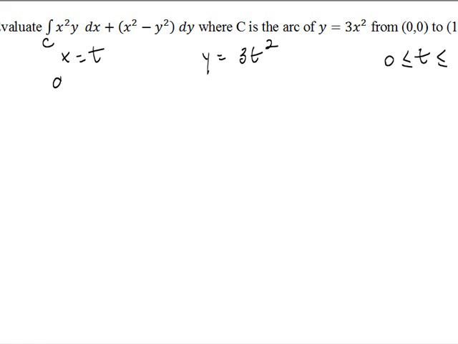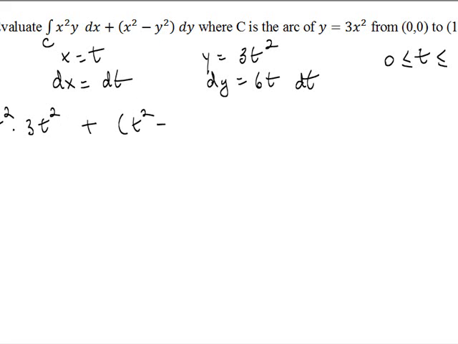So again, we need to find dx. dx is just 1 dt. dy is 6t dt. Let's make the substitution. We have the integral from 0 to 1. x squared is t squared, times y, 3t squared, times dx, which is just 1, plus x squared, t squared, minus (3t squared) squared, 9t to the 4th, times dy, 6t dt.